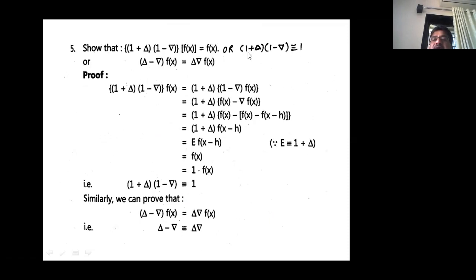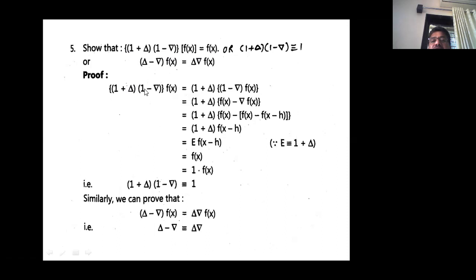And in order to show this, that (1 + Δ)(1 − ∇)f(x) is equal to f(x), that is, multiply both sides by f(x). So in order to show this, we have to show this. Okay, so consider the LHS, (1 + Δ) into (1 − ∇)f(x).